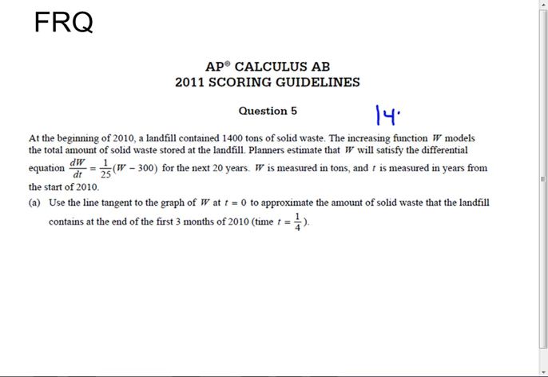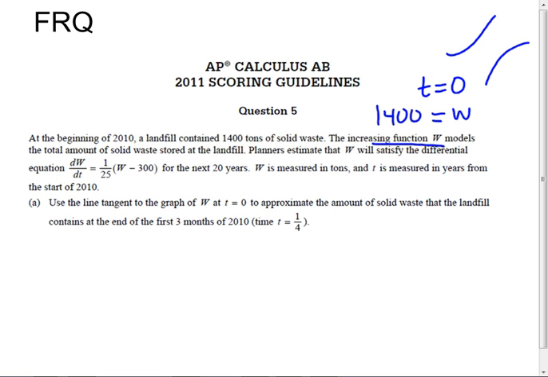Okay, 1,400 tons. That was your waste when t equals 0. It says W is increasing. It could be increasing this way, or it could be increasing that way. I'd have to have the second derivative to know. And the differential equation is right there. Use the line tangent to the graph at t equals 0 to approximate the amount of solid waste the landfill contains at the end of the first 3 months.